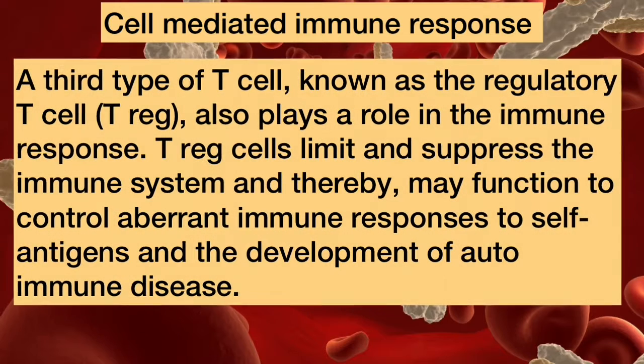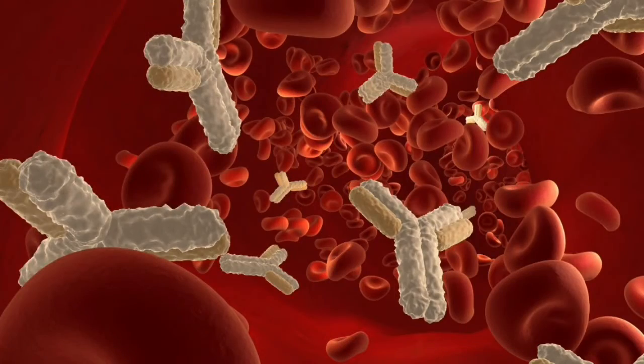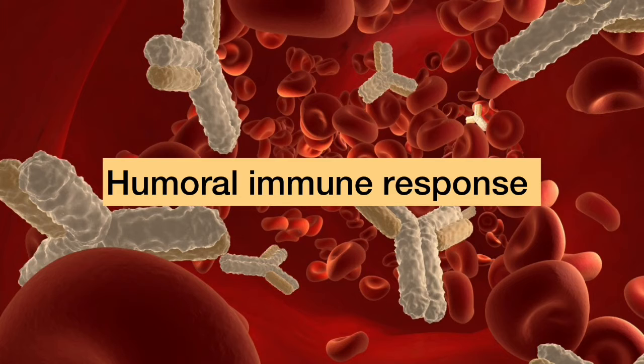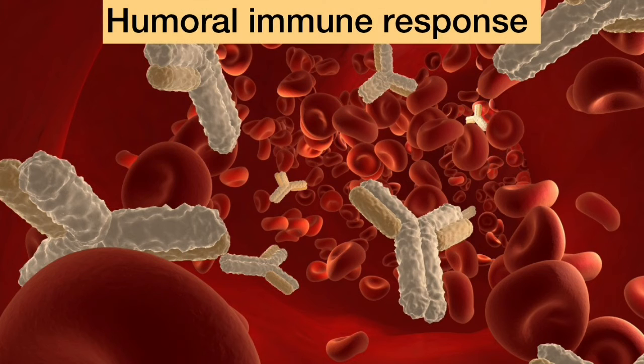A third type of T cell, known as the regulatory T cell, also plays a role in the immune response. T regulatory cells limit and suppress the immune system and thereby may function to control aberrant immune responses to self-antigens and the development of autoimmune disease. Let's move on to the humoral immune response, which is mediated by B cells.